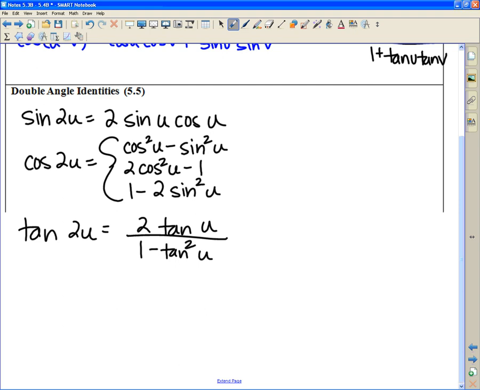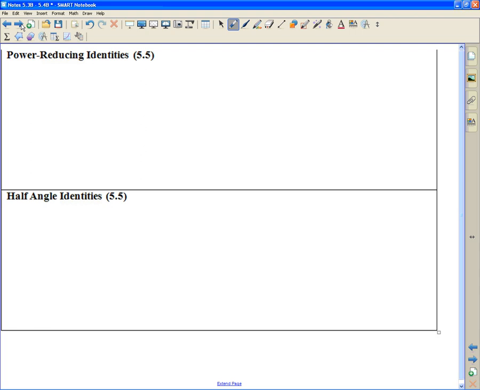While we're here, I also want to fill in the power reducing identities. I have to switch sheets, but you just need to look down. Power reducing is literally reducing the power of a function. If we are given sine squared u, you know that it has a Pythagorean relationship. We could replace it with sine squared equals 1 minus cosine squared. However, it could also be replaced with 1 minus the cosine of 2u divided by 2.